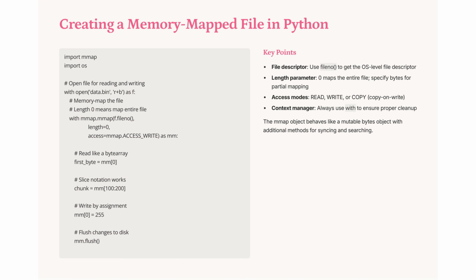Creating a memory-mapped file in Python involves using the mmap module. Open a file with r+b mode, then map it using mmap with access set to write. You can read and write using byte array-like operations. Use fileno for the file descriptor and length 0 to map the entire file. Always use a context manager for cleanup.